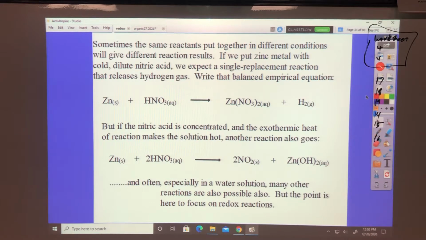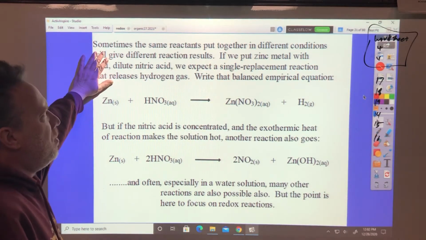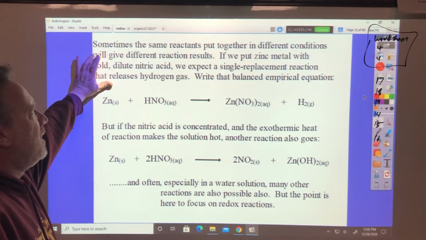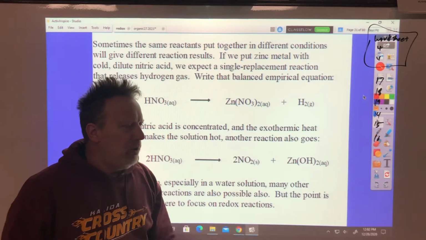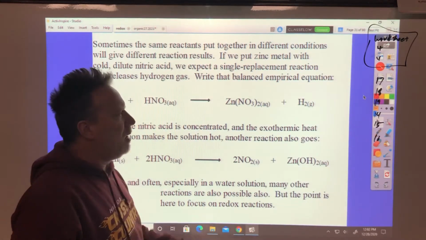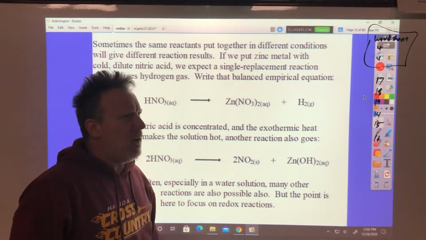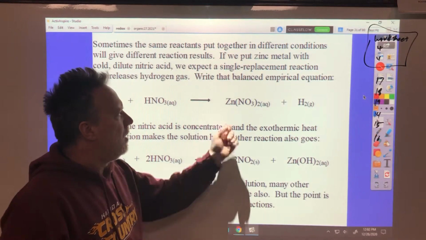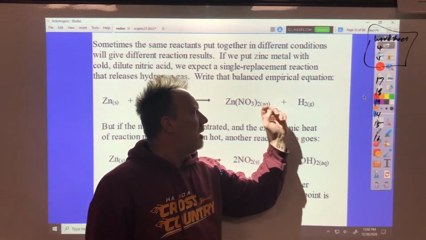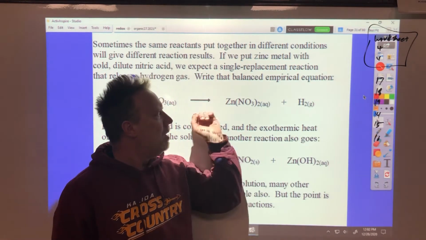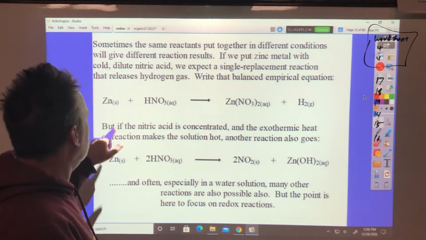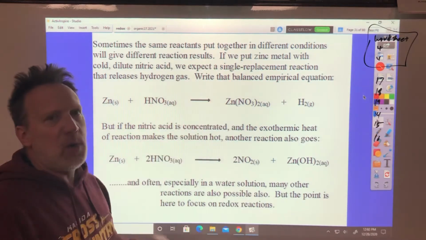Now, I showed one of the classes this. Sometimes you could put reactants together in different conditions, and you'll get different results. If I take cold test tubes and cold metal zinc and cold nitric acid and I put them together, they will react to make zinc nitrate and hydrogen gas. This is a single replacement reaction. This is what you would probably predict.